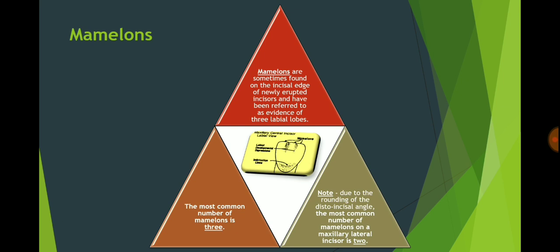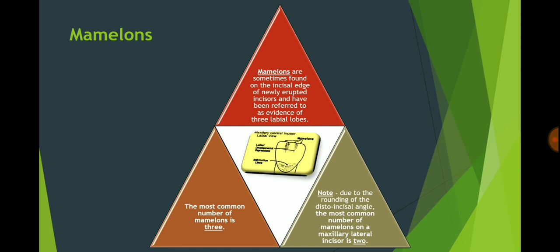Okay, so that's the significance of mamelons. If you see somebody who has mamelons and is an adult, just know that there's some kind of malocclusion. Now, you look at the picture there, so you can see that there are 3 mamelons separated by labial developmental depressions.